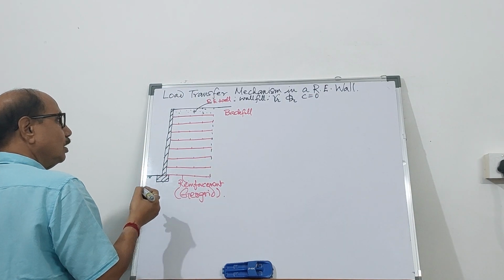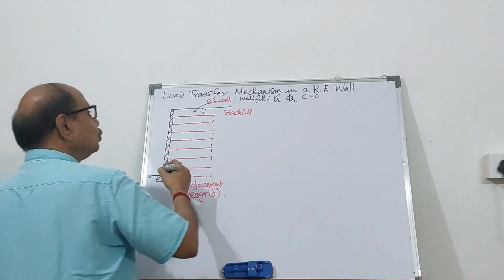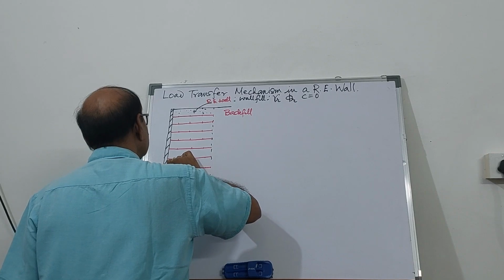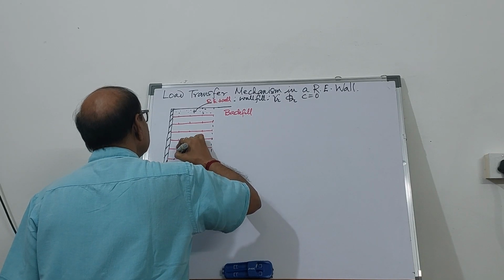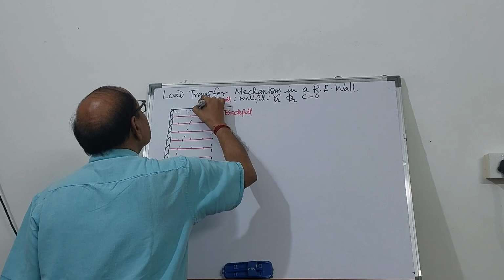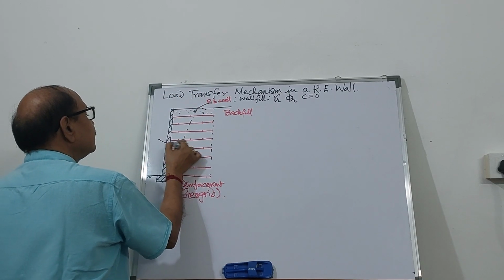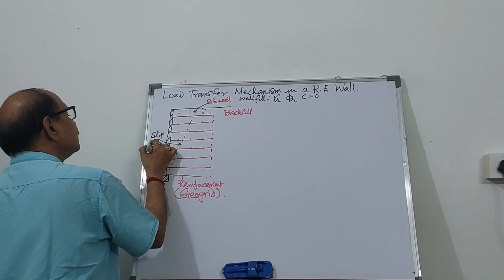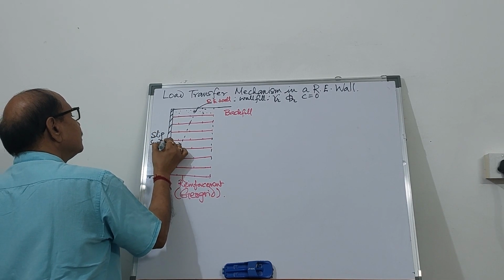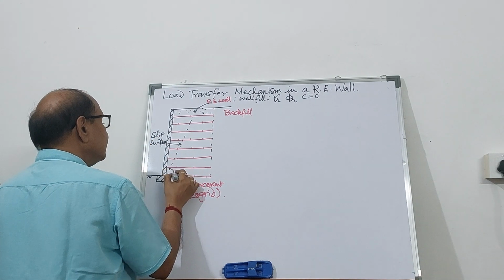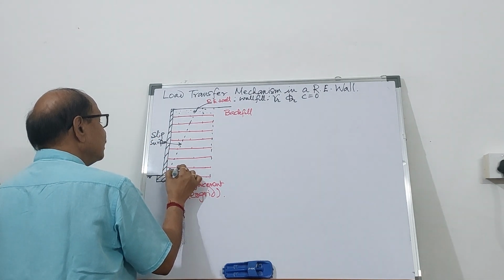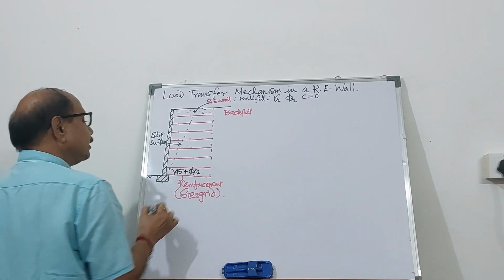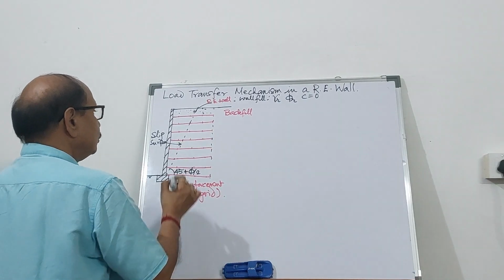Now, I have already explained to you that the failure pattern is as per Rankine's theory. So there is the slip surface. And the slip surface or slip plane is inclined with the horizontal at an angle of 45 plus phi by 2. That you know it.